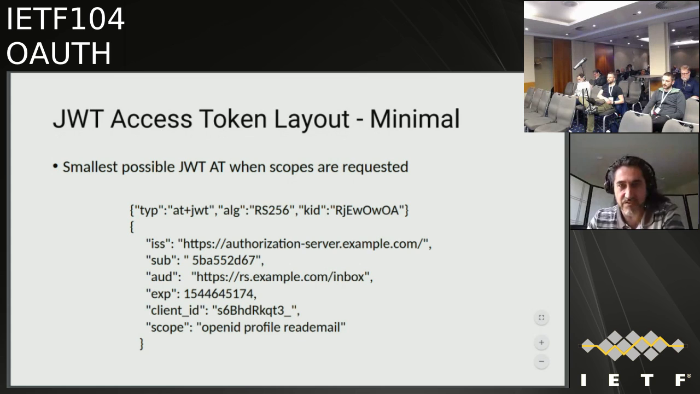Next slide. Thank you. Just to give you a flavor, this would be the smallest access token in JWT format that we can obtain. There should be no surprises in there. As you can see, there is no PII, so that's a good step.